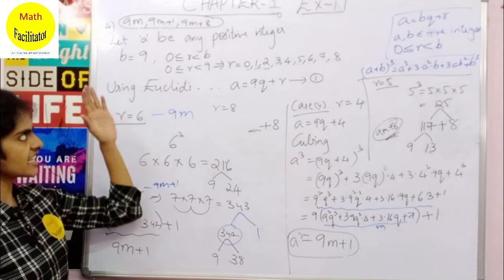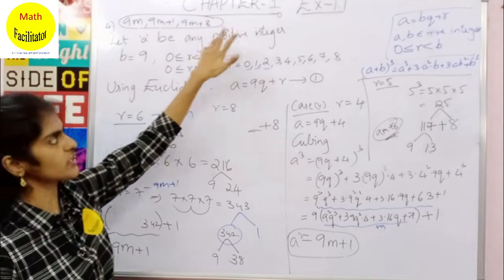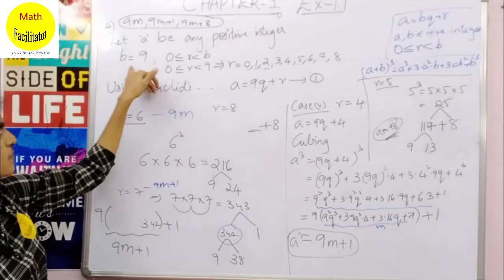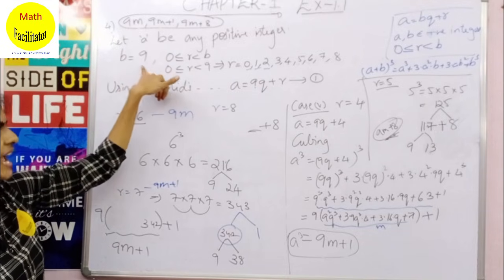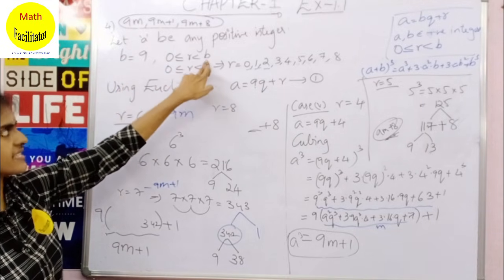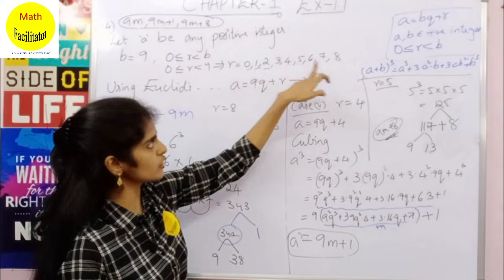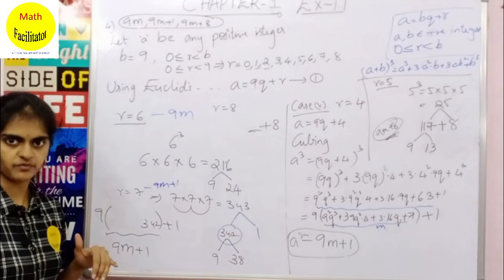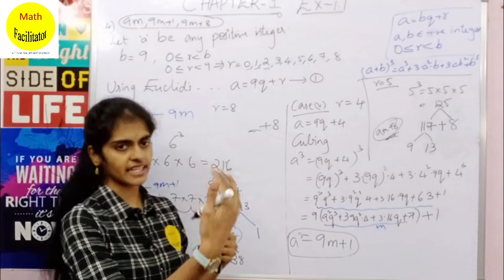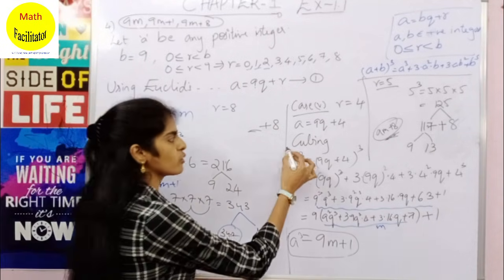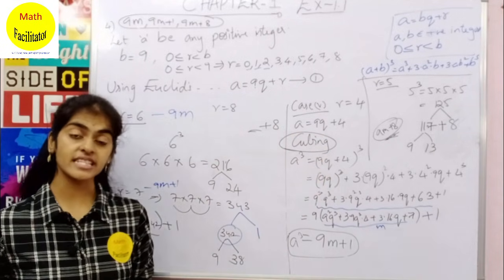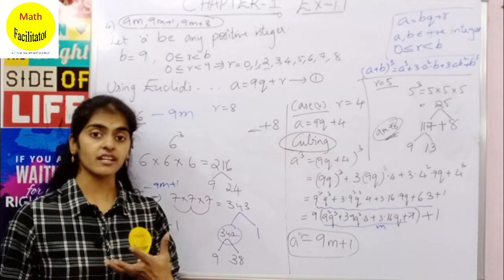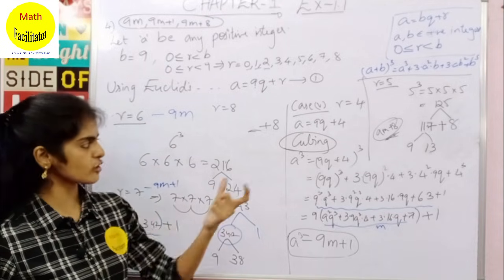Initially, you will take a equal to any positive integer, and the b value you will take from this. The r value should be less than b, that means you will go from 0 to 8 and stop at 8. Now you will take various cases, case 1, case 2, case 3, and in each you will cube. Why are you cubing? Because in the question they asked us to check for the cube of any positive integer. So you will cube.